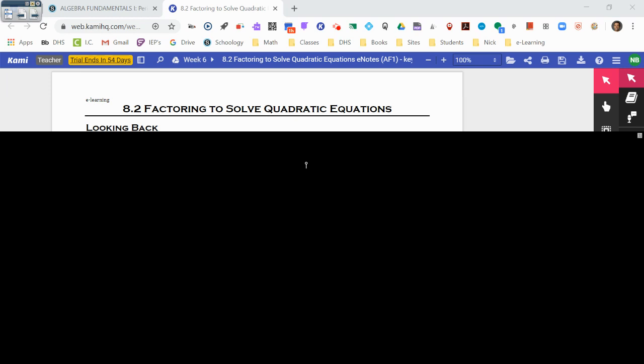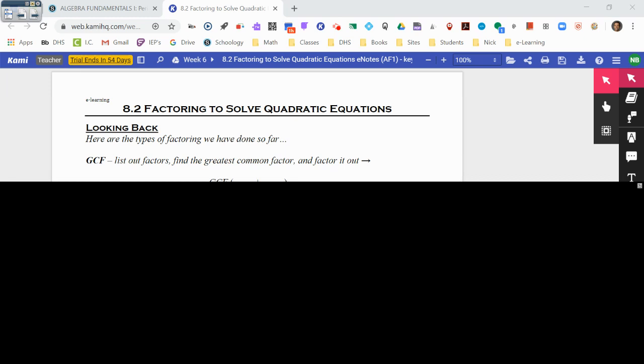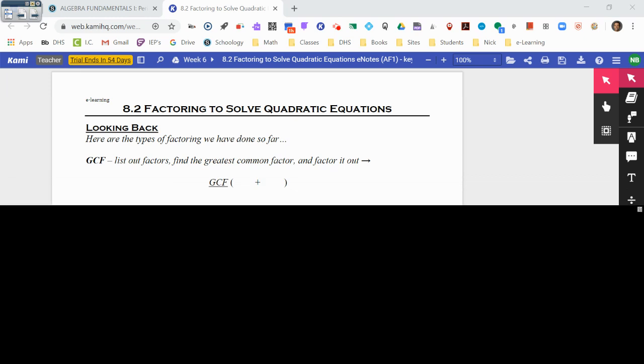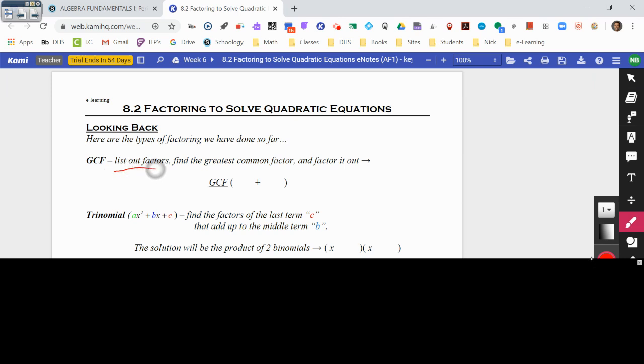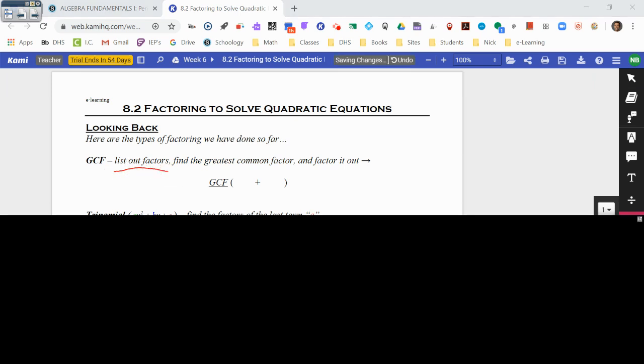We're going to do a little bit of looking back. We've learned 2 types of factoring. The first kind is the GCF, or greatest common factor. When we have this type of problem, we list out the factors, those numbers on the line there. We find the greatest common factor and factor it out. Our GCF goes in front, and what's left over goes back into our parentheses.